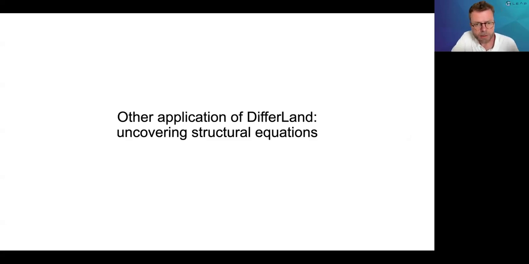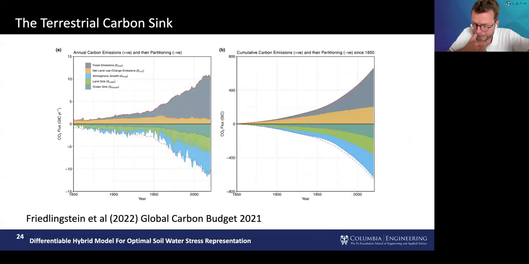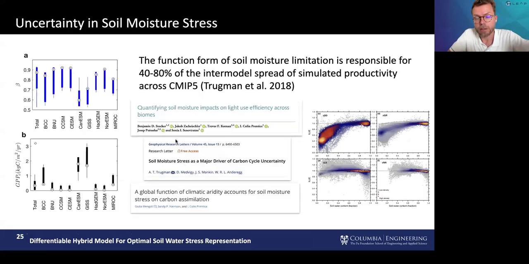So just very quickly, in the next couple of minutes, I wanted to get into another application of this model. It's to look at structural equations. When we look, for instance, at the carbon cycle, we know that there's a lot of variability in the terrestrial carbon cycle, but a lot of that variability is actually quite unknown.